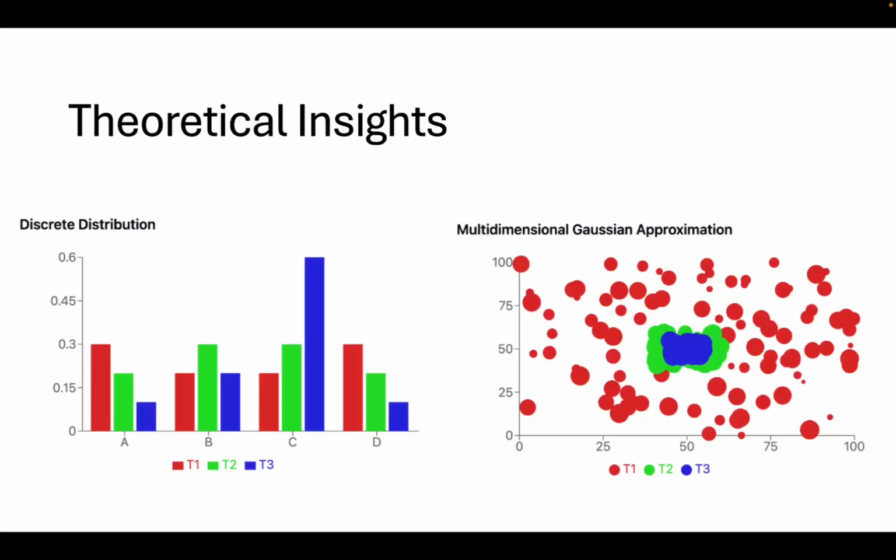When we look at multi-dimensional Gaussian approximations, we can use a scatter plot that represents a 2D projection of a multi-dimensional Gaussian distribution at 3 time steps. Again, the time steps are labeled in the same color. The size and color intensity of the points represent the probability distribution. At T1, the points are widely dispersed throughout the whole plot, which indicates high uncertainty. By T2, and especially by T3, the points become more concentrated in a smaller region, showing reduced uncertainty and a more focused distribution.